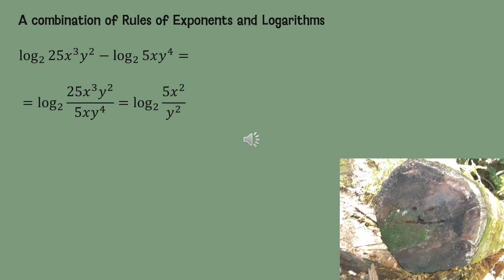Now, using some of my rules of exponents, 5 divides into 25, giving me 5 in the numerator, but then the x cubed in the numerator and the x to the first power in the denominator, 3 minus 1 is 2, so I'm left with an x squared in the numerator. The y squared in the numerator divides into the y to the 4th in the denominator. But notice 2 minus 4 is negative 2, so I end up with a y to the power 2 in the denominator. So that was an example where we were definitely using both rules of logs and exponents.